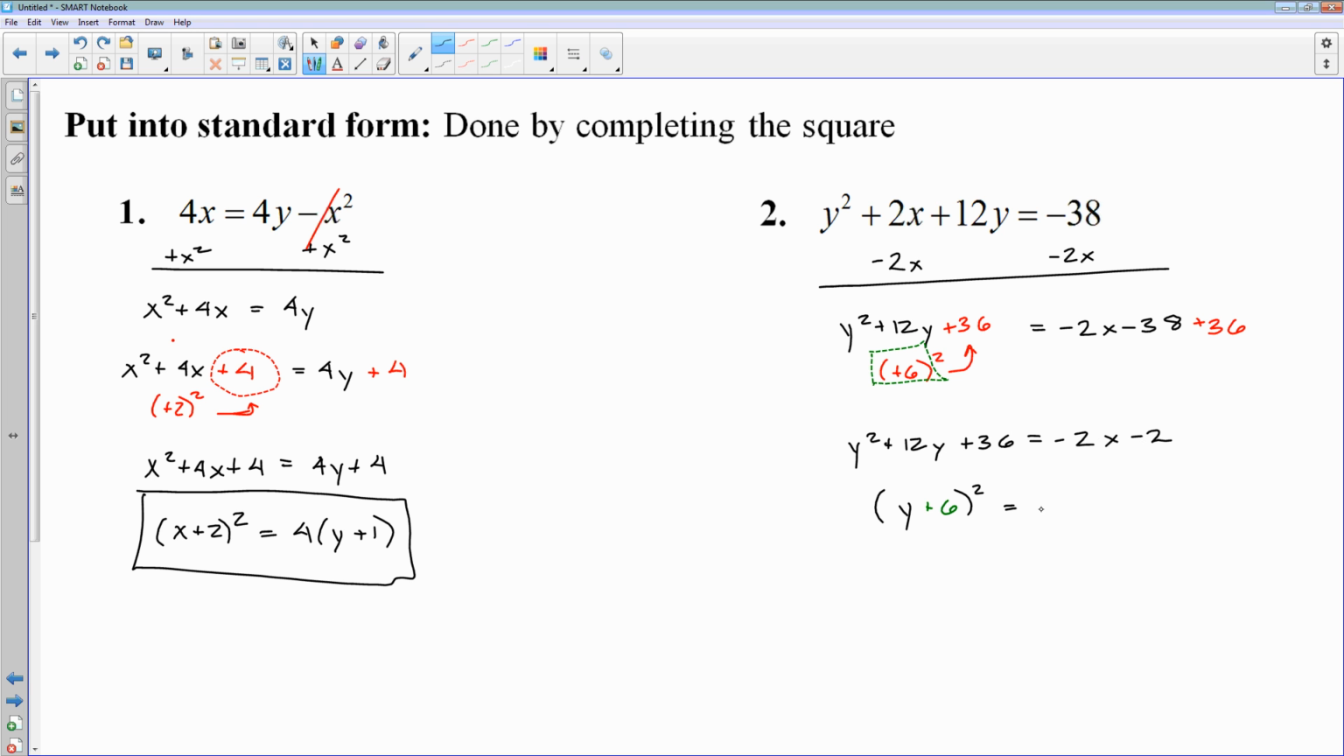On the right side, I'm going to factor out the negative 2, and that will leave me with a positive x plus 1. And so there is our standard form for number 2. This one's going to open left because y is squared, and I have a negative p, so that one's actually going to open left. This one's a parabola on number 1 that opens up. It's a positive p with an x squared.